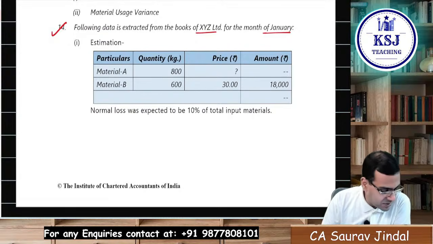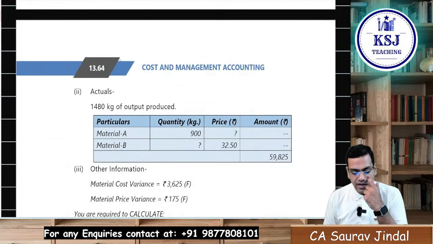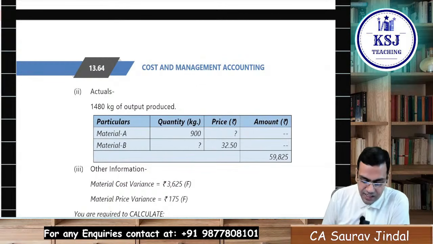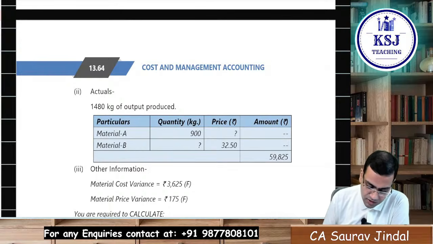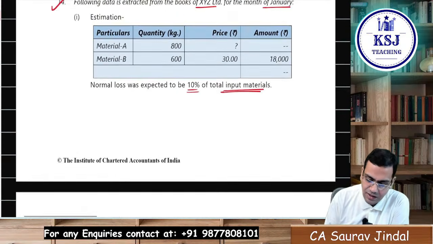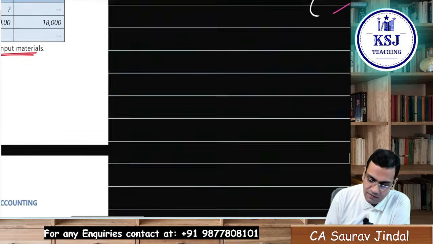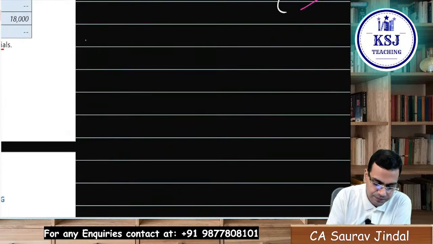Normal loss was expected to be 10% of the total input material. The actual output produced is 1480 kg. For materials A and B, quantity is given, price is given, and the total cost is given. Other information, cost variance and price variance, is given to you. Let's prepare the table. If we are able to prepare the table, then the rest of the calculations will take care of themselves. Question number 14.